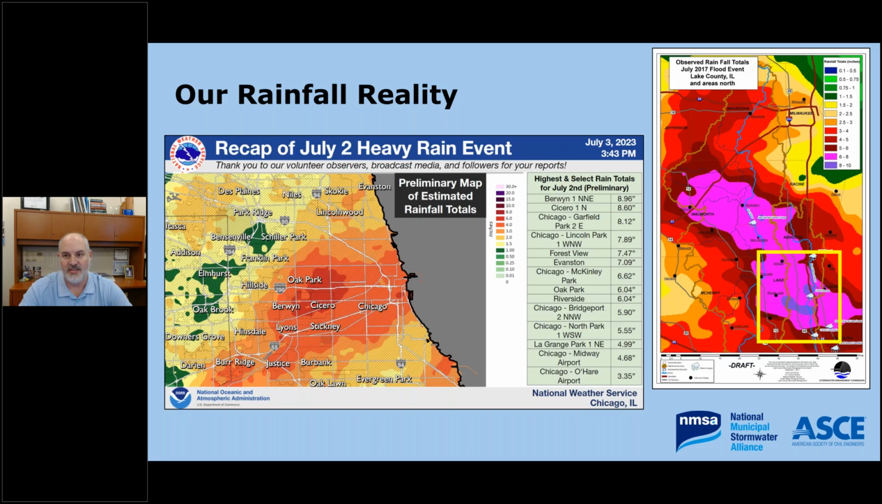And you can look at some of these totals here. The image on the left is from a couple years ago in Chicago, where this cell came and really targeted the Cicero, Berwyn, Oak Park area. We were watching that storm. It could have easily just shifted north into Lake County. And that's what happened in the image on the right, which was back in July of 2017. That was our record flood.